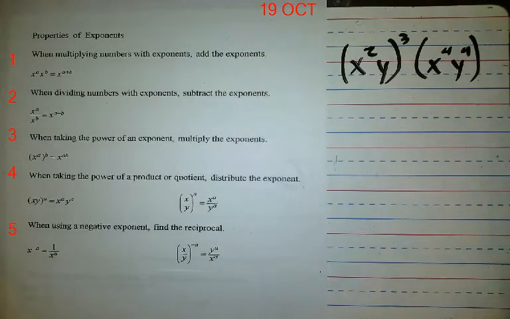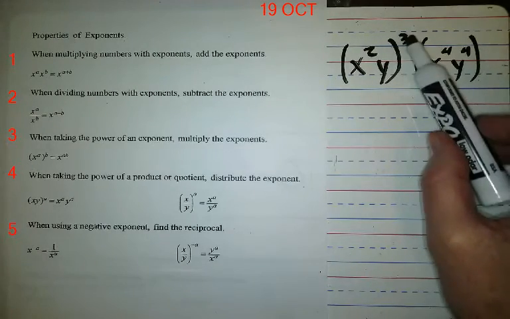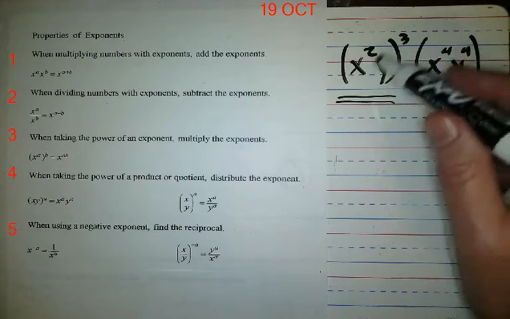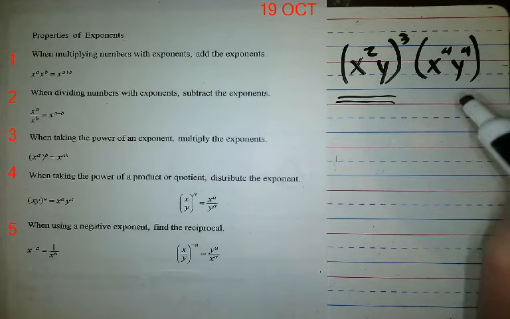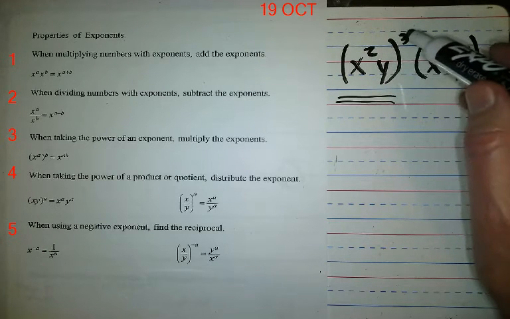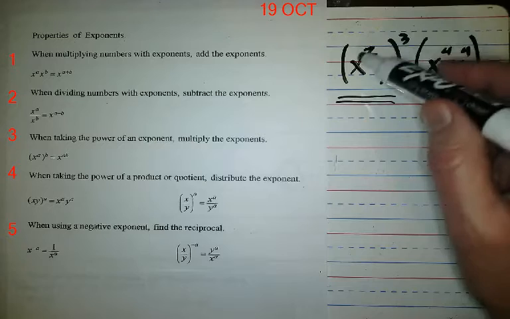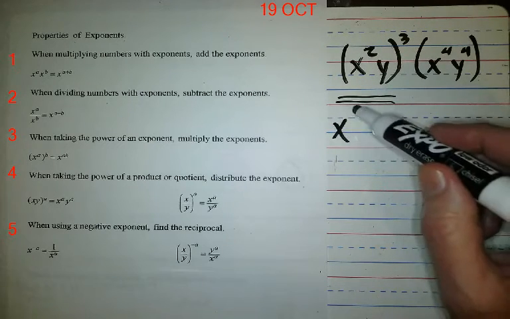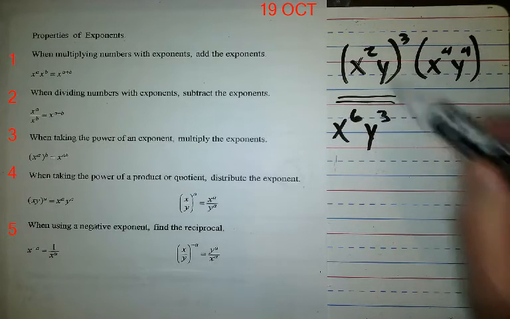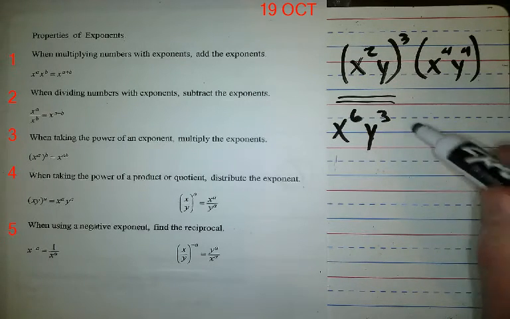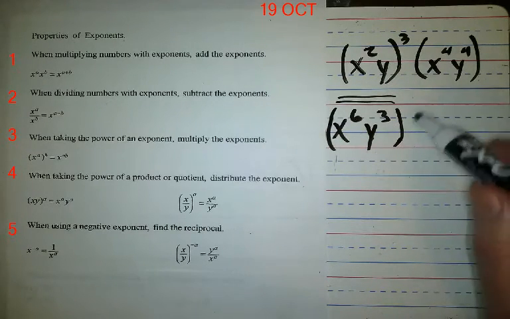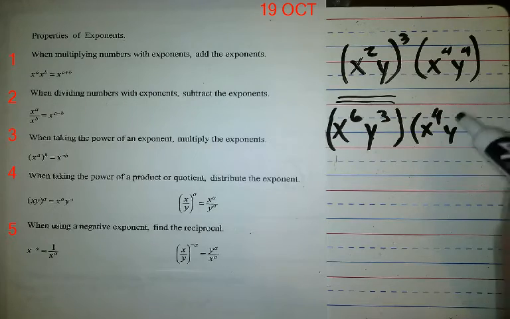Okay? Now, if you notice, this one has exponents on it. So I have to simplify this one first before I can do this one, right? So there's 2 things going on. I'm using rule number 3 and 4, right? So this is going to be x to the 6th, and this is going to be y to the 3rd, right? And then I'm multiplying that one times this one, x4, y4.